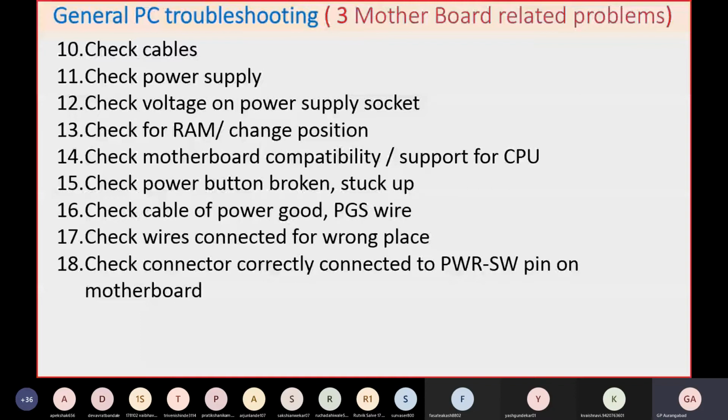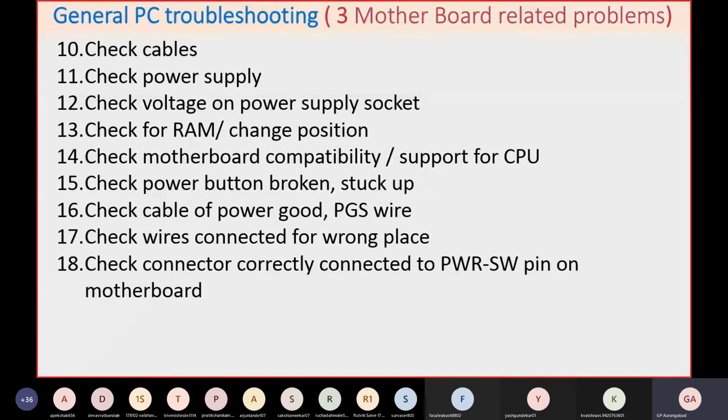Then check motherboard compatibility support for the CPU. That means you should know whether this particular motherboard supports the given CPU. This will be a problem only the first time you are putting a CPU on the motherboard, because it is probably the only time you need to check the compatibility of that CPU with this motherboard. If it is a working motherboard and it has a problem, that means certainly your CPU supports that particular motherboard.